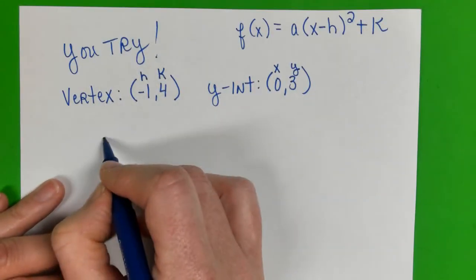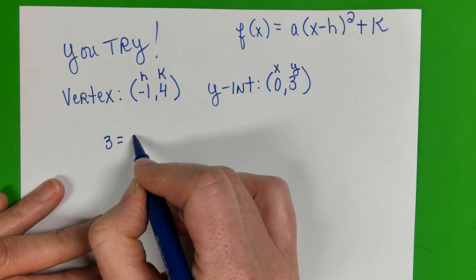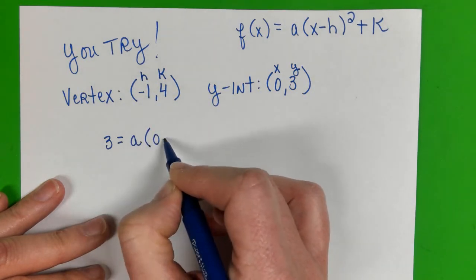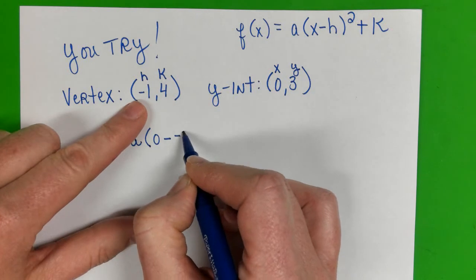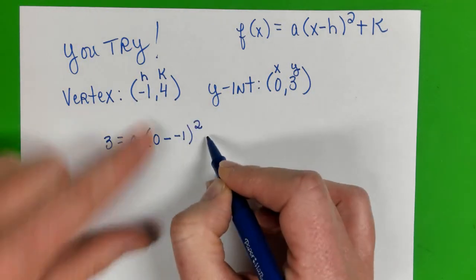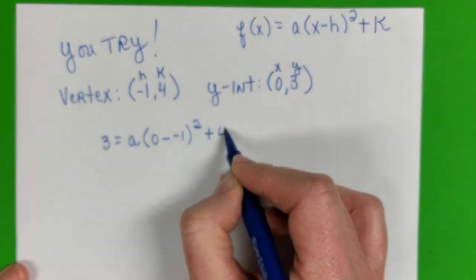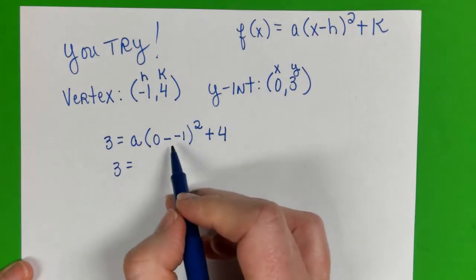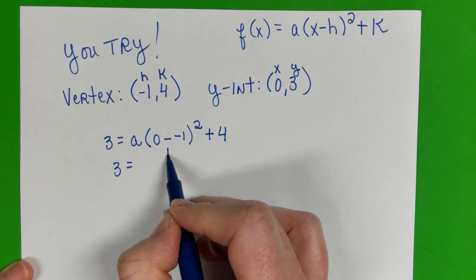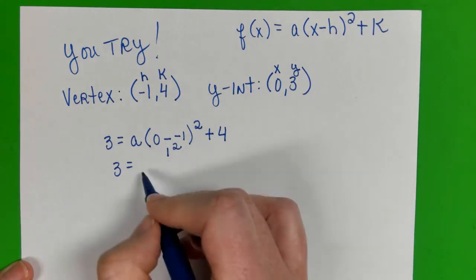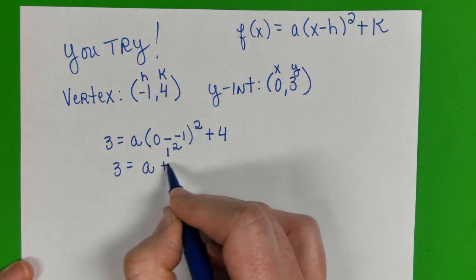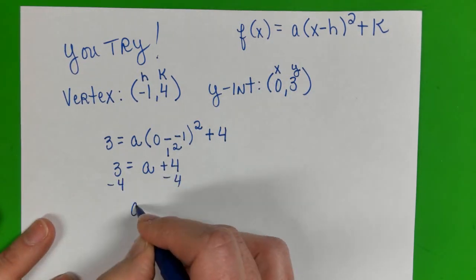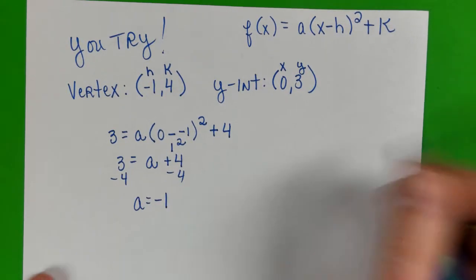So let's see, I'm going to say 3 equals A times 0 minus H, negative 1, squared, plus 4. Okay, so 3 equals, so let's see, this is positive 1, and 1 squared is 1. So this is just A plus 4. Subtract 4, and we get A is negative 1.